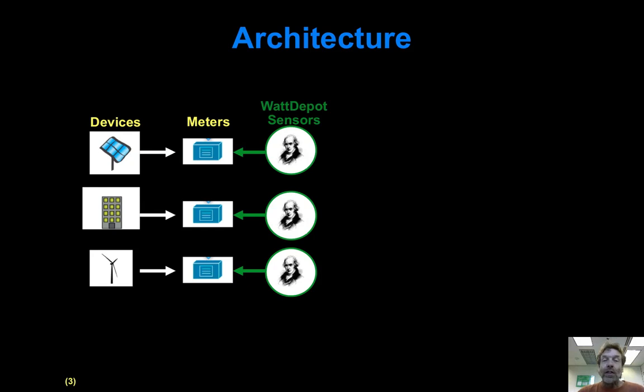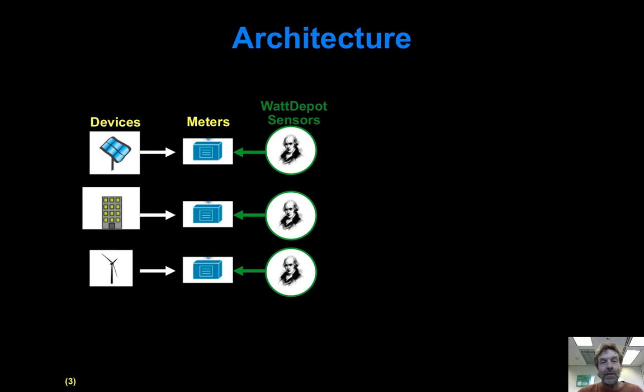But there are lots of different meters out there. And what we wanted to do was put an abstraction layer between the actual meters and their protocols, and the way you'd query them and get the data out, and the rest of the system. So our architecture involves these things called WattDepot sensors, which are custom little pieces of software that are developed for each type of meter.